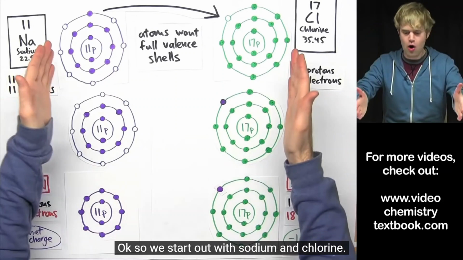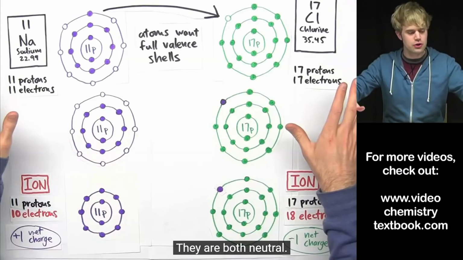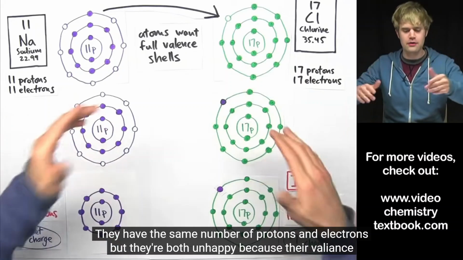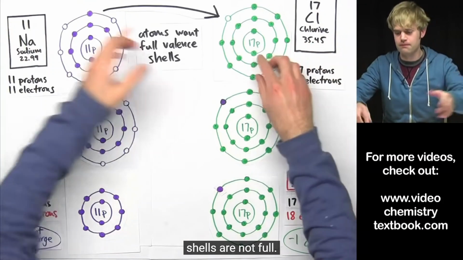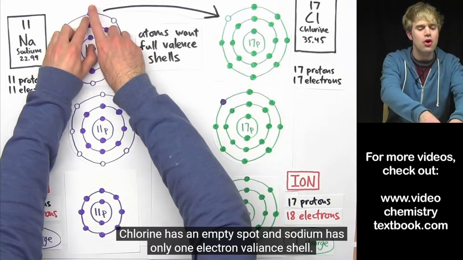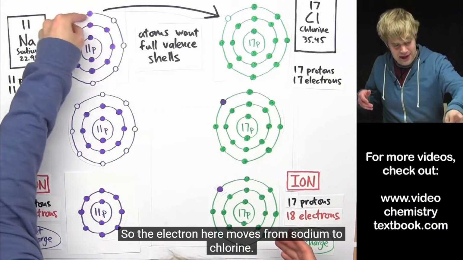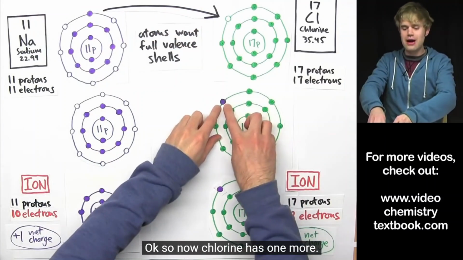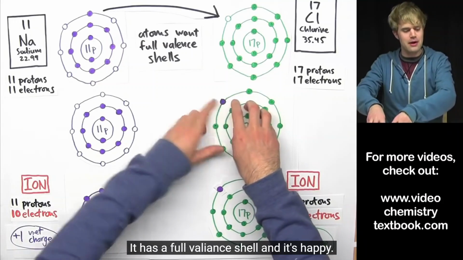Okay, so we start out with sodium and chlorine. They are both neutral. They have the same number of protons and electrons. But they're both unhappy because their valence shells are not full. Chlorine has an empty spot, and sodium has only one electron in its valence shell. So the electron here moves from sodium to chlorine. Now chlorine has one more. It has a full valence shell, and it's happy.